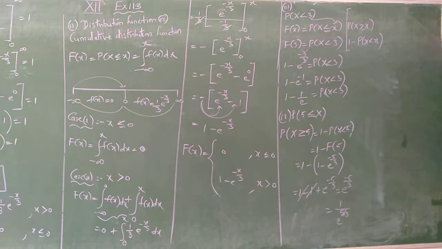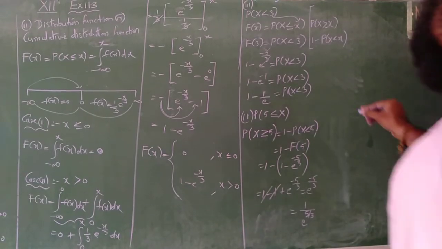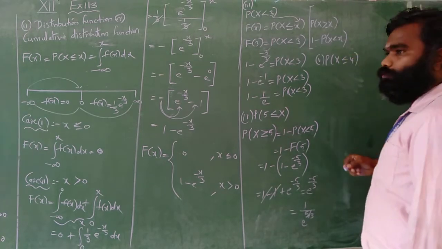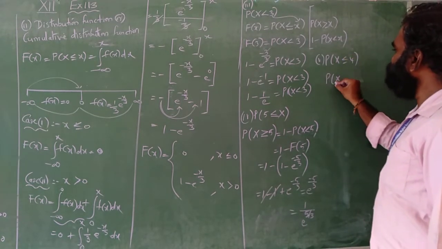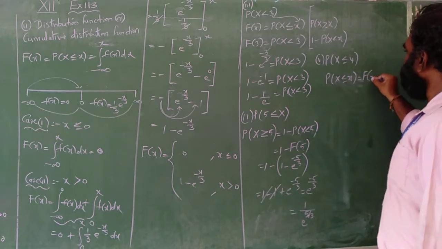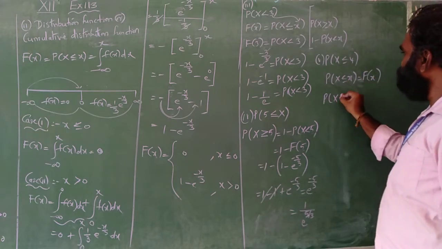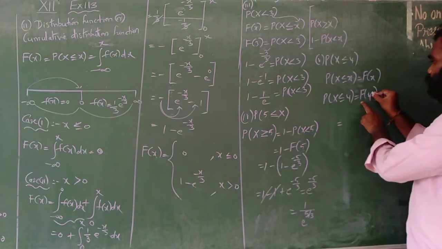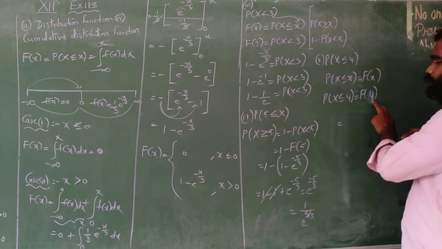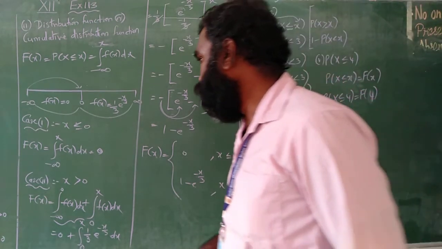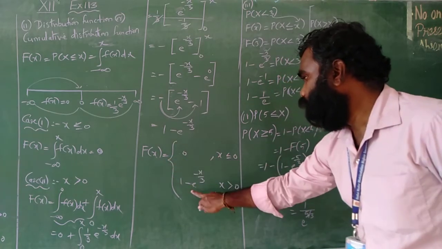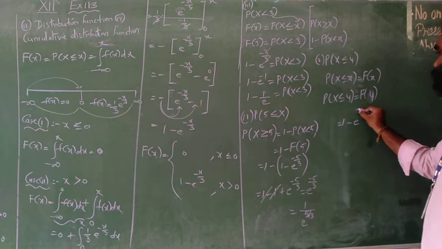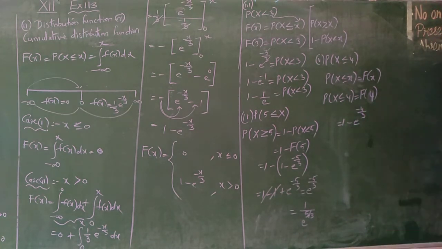So we have finished the fourth subdivision also. Next, the last subdivision. P of x is less than or equal to 4. We know the formula: P of x less than or equal to x is nothing but F of x. The same, P of x less than or equal to 4 we can write as F of 4. In place of x, apply 4. F of 4 is 1 minus e power minus 4 by 3.